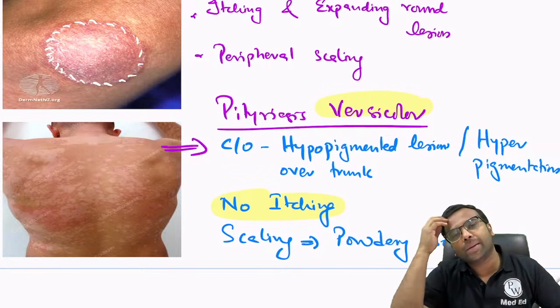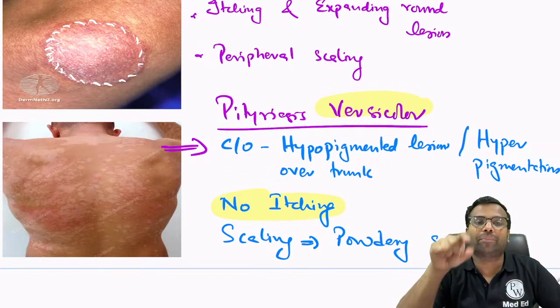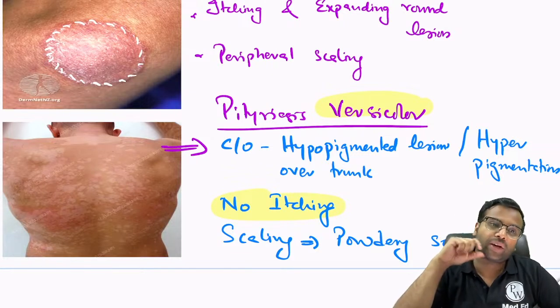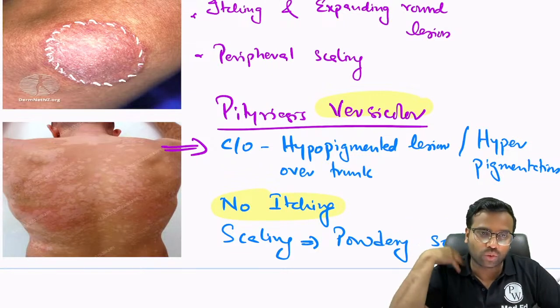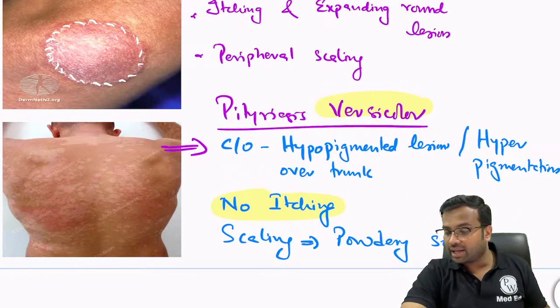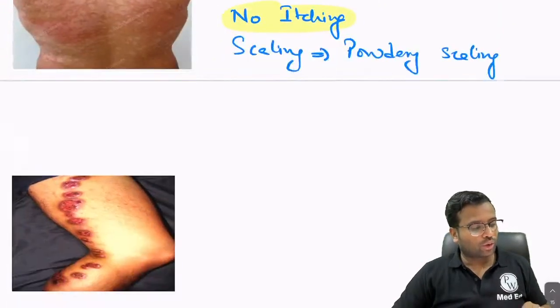So you should not be thinking in lines of any pigmentary disorders. You can always keep pigmentary disorders in the differential diagnosis. But here, this is more likely to be pityriasis versicolor. Where there is no itching, the patient comes to you with a hypo or hyperpigmented lesion, and all these lesions are going to be scaly as well. Okay? So now let's see another one.